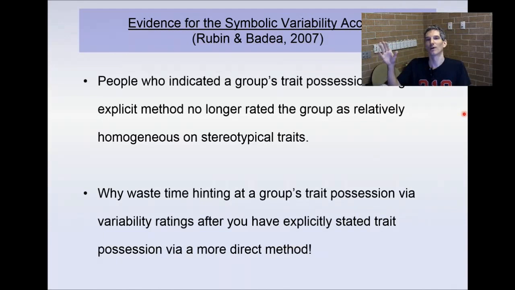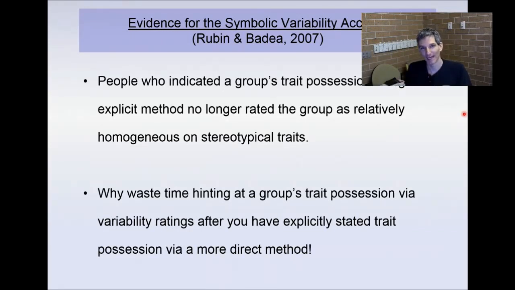So for example, if I ask you, how adventurous do you think men are? And you tell me very adventurous. And then I say to you, well, how variable do you think they are compared to women? Then we wouldn't find that you would tell us that they were particularly variable or particularly non-variable. In other words, any effect of traits on your perceptions of variability would disappear if you'd originally told us about how much the groups possess the traits.